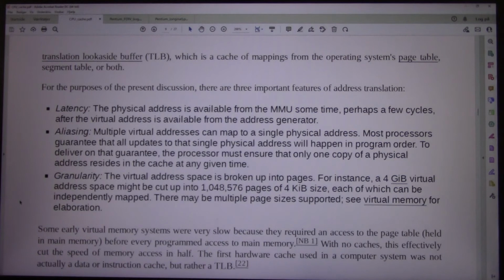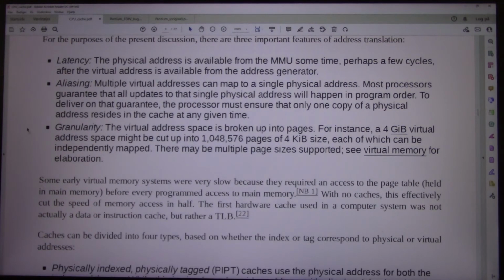For the purposes of the present discussion, there are 3 important features of address translation. Latency: the physical address is available from the MMU sometime, perhaps a few cycles after the virtual address is available from the address generator. Aliasing: multiple virtual addresses can map to a single physical address. Most processors guarantee that all updates to that single physical address will happen in program order. To deliver on that guarantee, the processor must ensure that only one copy of a physical address resides in the cache at any given time.